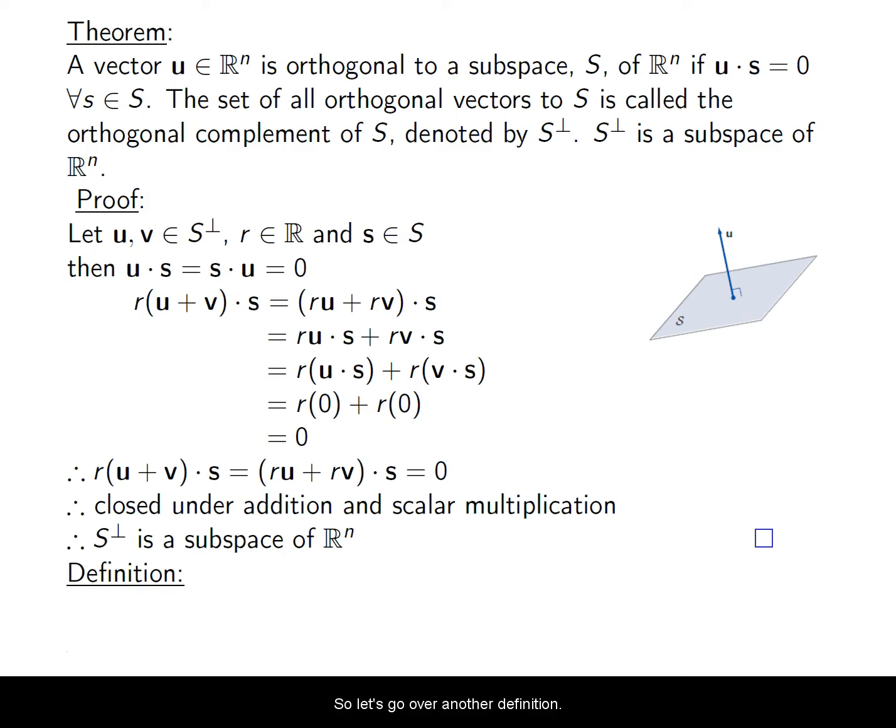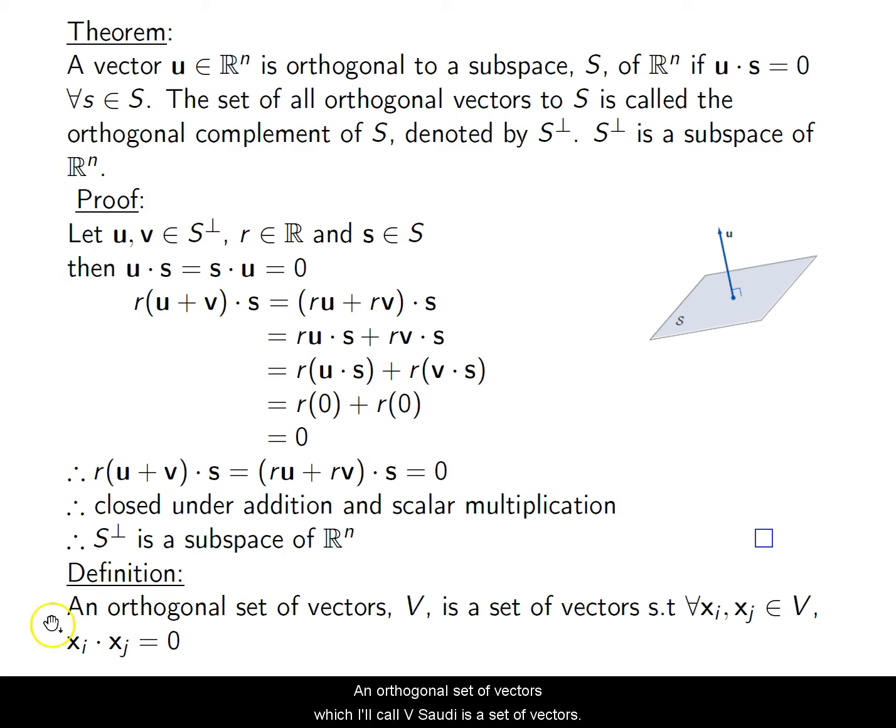So let's go over another definition. An orthogonal set of vectors, which I'll call V. V is a set of vectors, and in order to be called an orthogonal set, it means that every vector in V has a dot product of 0 with all of the other vectors in V. So an orthogonal set means that all of the vectors dot product to 0 with all of the other vectors in that set.